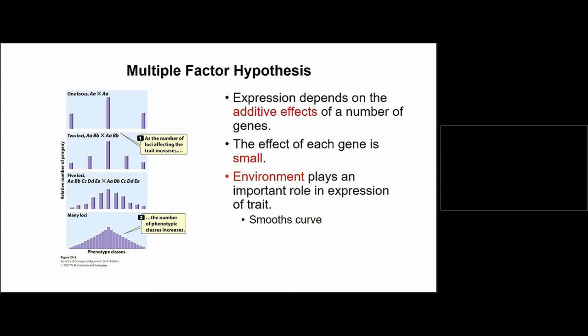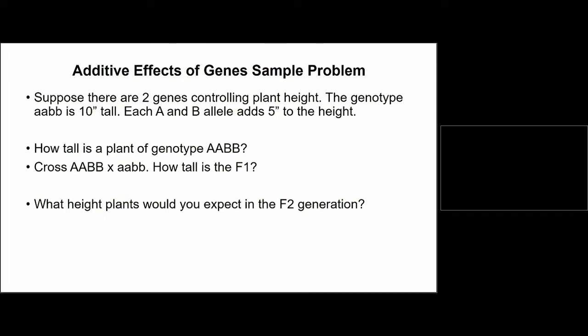So that makes sense. The more genes involved in a trait, the more variety of genotypes we can have, and therefore the more variety of phenotypes we have. So let's walk through an example to put some numbers with our phenotypes and genotypes. Suppose we have 2 genes involved in controlling plant height. Obviously, there's probably a lot more, but we're just going to stick with 2. The genotype of little b, little b is 10 inches tall. Each dominant allele adds 5 inches to the height.